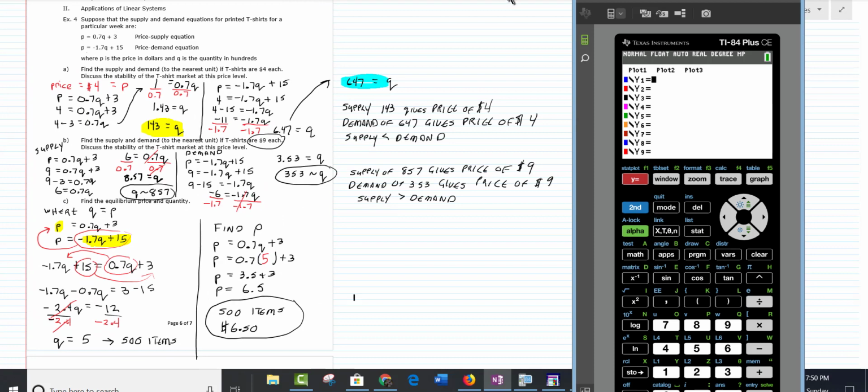You know, let's go up here to the original problem and put this in. Now we can't use P and Q, so we're just going to use Y and X. So you want to put in 0.7 X and then plus 3. And we'll talk about what this means in just a minute. And then you want to put the next one in, negative 1.7 X plus 15.